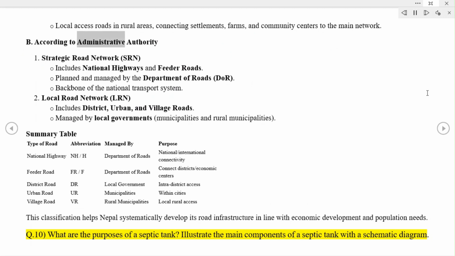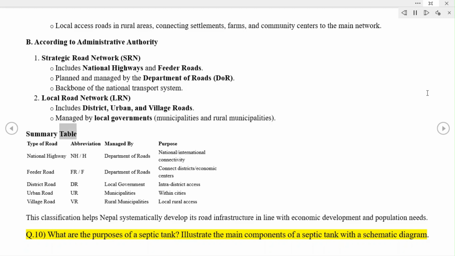B. According to administrative authority. Strategic Road Network, SRN. Includes national highways and feeder roads. Planned and managed by the Department of Roads, DOR. Backbone of the national transport system. Local Road Network, LRN. Includes district, urban, and village roads. Managed by local governments, municipalities and rural municipalities.